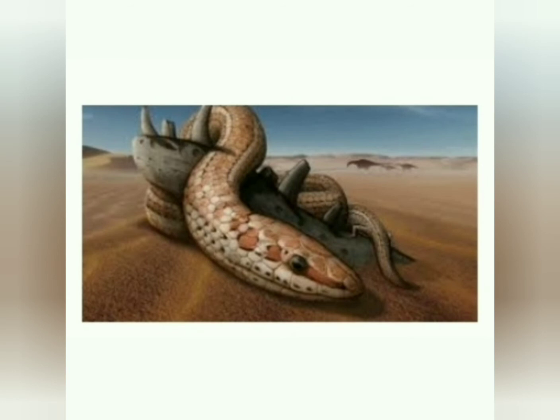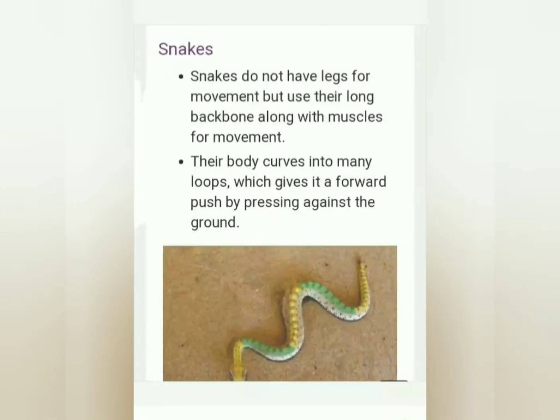This is about snakes. Snakes do not have legs for movement but use their long backbone along with muscles for movement. Their body curves into many loops, which gives it a forward push by pressing against the ground.